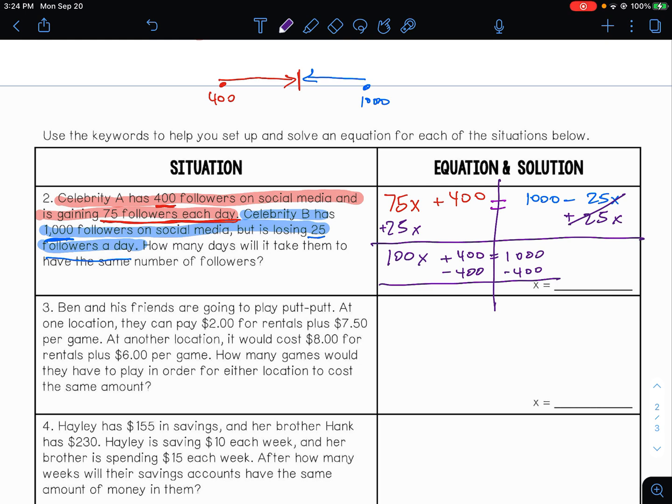And 100x, that cancels, sorry, 100x equals 600. And how do I solve it? Divide by 100, and x is going to equal 6. So after 6 days, they will have the same number of followers.